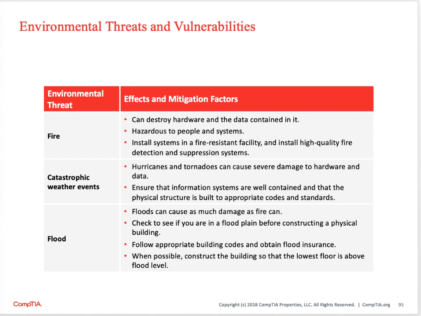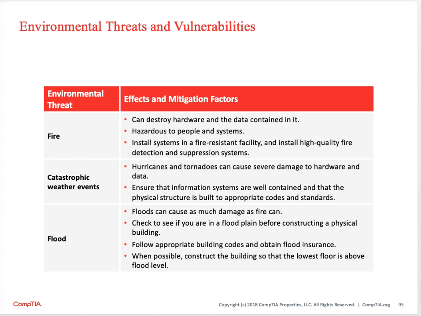Then we have catastrophic weather events. So tornadoes and hurricanes can be catastrophic. They can cause loss of life. They can cause severe damage to hardware and data. We're going to want to ensure that our information systems are well contained and that our physical structure is built with the appropriate codes and standards so that we don't receive any damage due to severe weather. In California, they have different standards for building facilities because of the threat of earthquakes that we may not have here on the East Coast, right? So we're going to want to work with our own individual local ecosystem, that is.